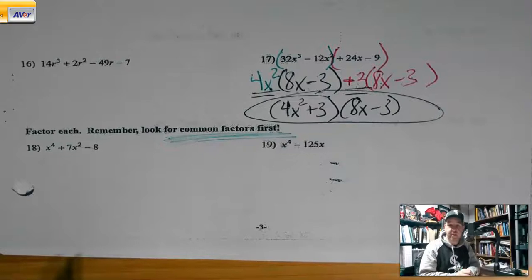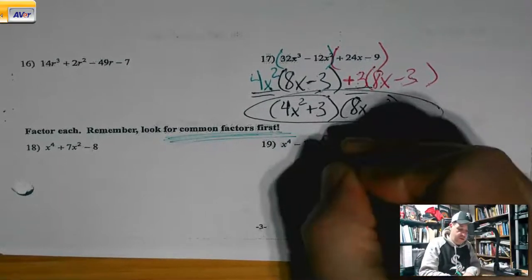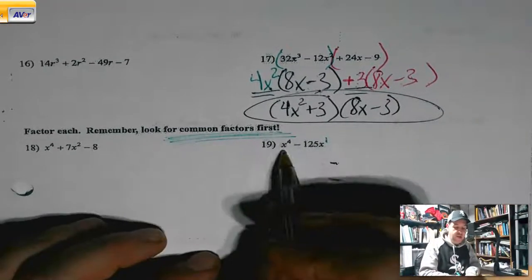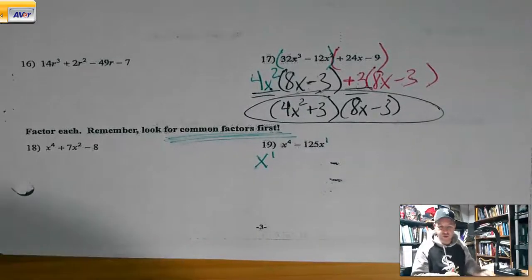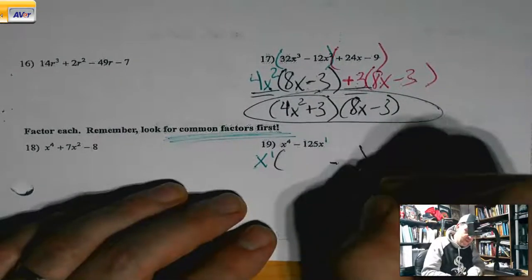Always look first to see if there's something in common. Number in front, not so much. Variable, yep, we both got variables. We can take an x out. Now, it doesn't seem like much, but that's going to change a lot about this problem.